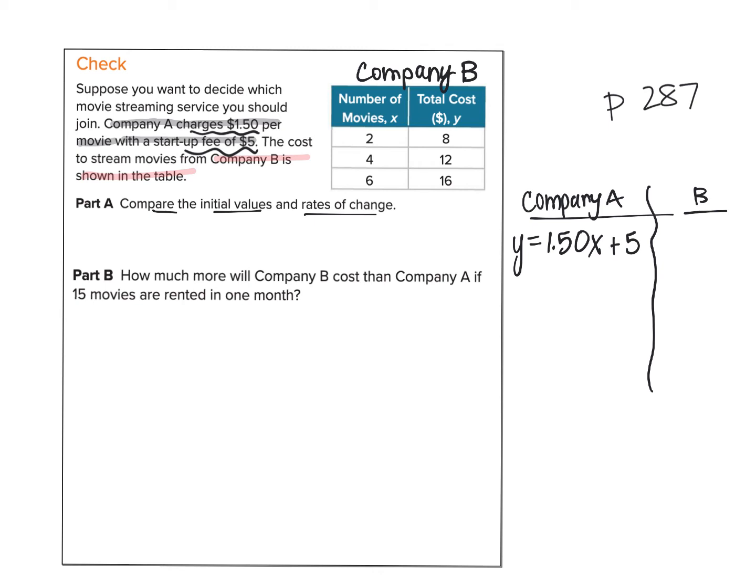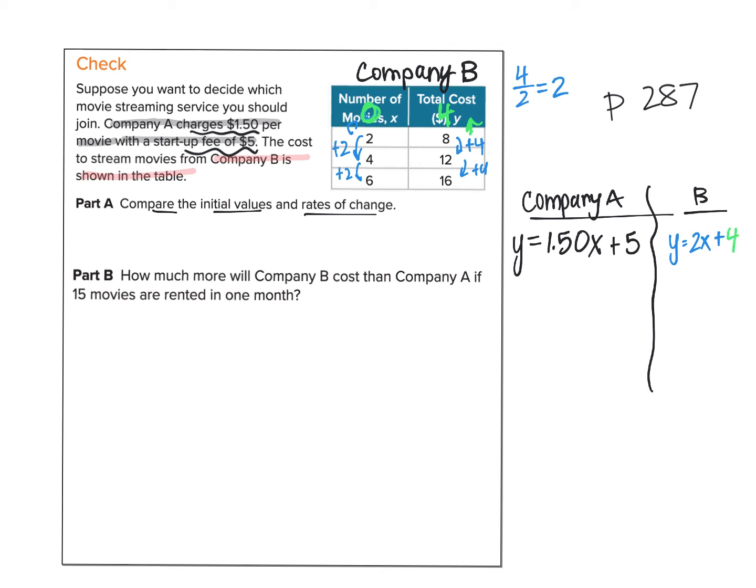Okay, so I can see that this is going up 4, this is going up 2. So 4 over 2 is the same as 2. So it looks like they're charging $2 per movie. So I'm going to write y equals 2x. And if I want to find the initial value, there's a couple of ways you could do it. If you notice how it's going up by 2 each time here, going up by 4, what if I went backwards? That would get me to 0, right? I should write that in a different color so you guys can see better. That would get me to 0, and if I went back 4, that would get me to 4. So it looks like the initial value is $4.